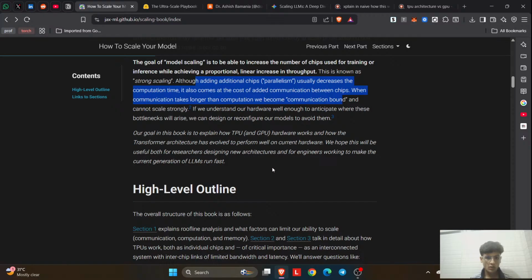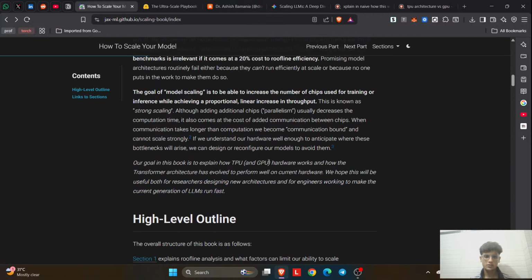So our goal in this book is to explain how TPU hardware works and how the transformer architecture has evolved to perform well on current hardware. We hope this will be useful both for researchers designing new architectures and for engineers. This is a nice thing to understand.